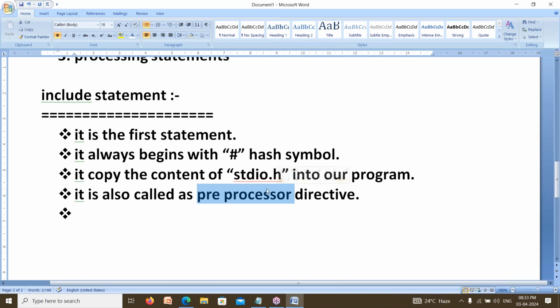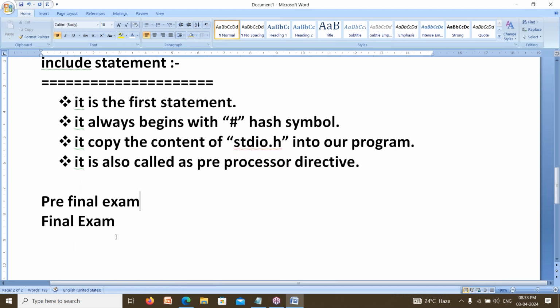What is the meaning of preprocessor? To understand what a preprocessor is, I will give a small example. In 10th class, we have a final examination, am I right? Before the final exam, we have a pre-final exam. First, we need to write the pre-final exam, then we can write the final exam. There are two steps in 10th class.